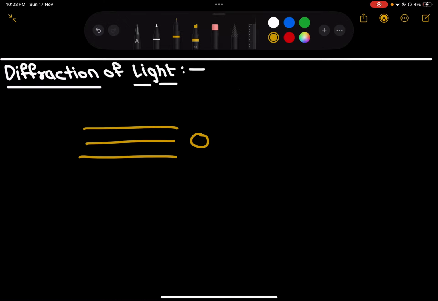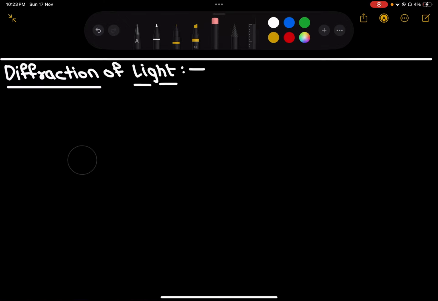You know, light also takes shortcuts. This is one of the shortcuts. So hence the rectilinear propagation of light fails, or it does not apply to this concept. That is basically known as diffraction.